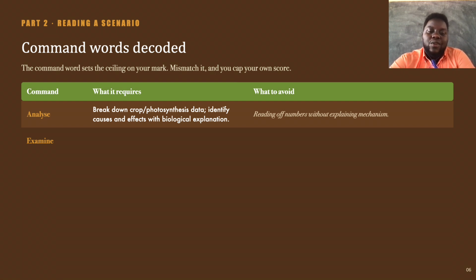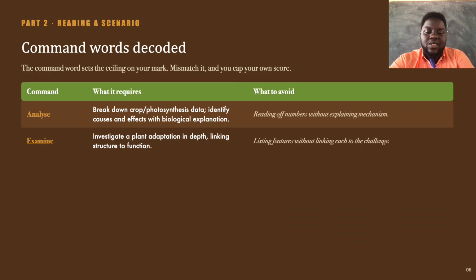Now, you must avoid reading the numbers of a table without explaining the mechanisms behind them. If a question says analyze the data and your answer is just the rate was higher in maize than in beans, you have described the data, you have not analyzed it. Analysis requires you to say why that particular thing happened.